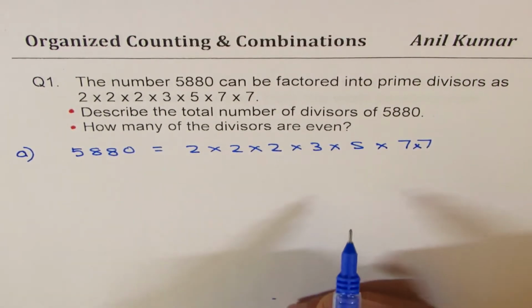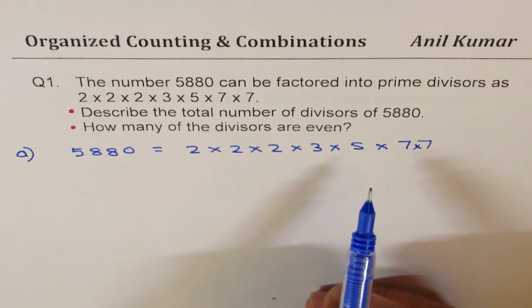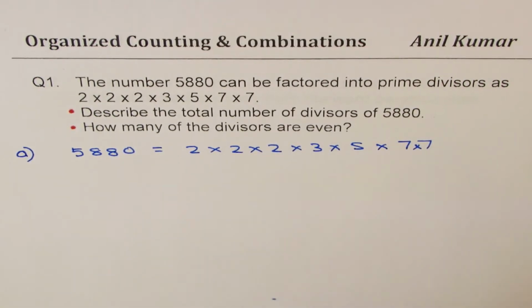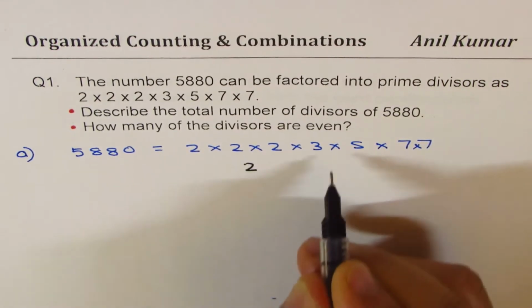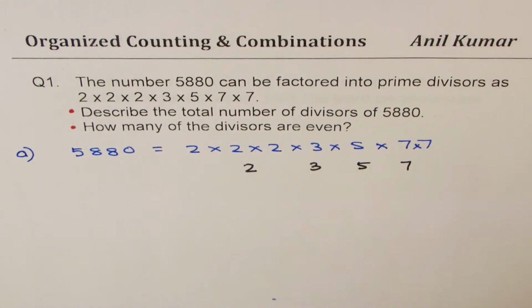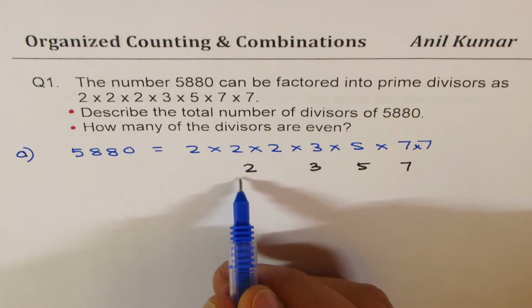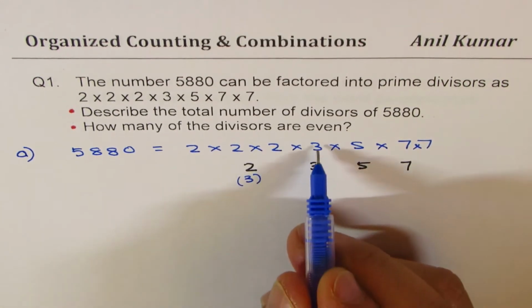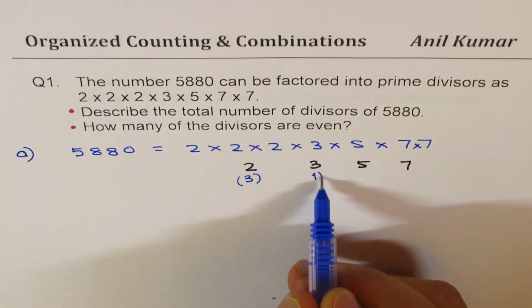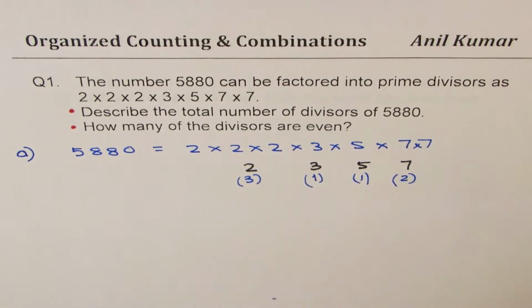Correct? Now in this, what do you notice? That we have 4 distinct divisors, right? We have 2s, we have 3s, we have 5s, and we have 7s, right? Now how many 2s do we have? We have 3 2s. We have just 1 3, we have 1 5, and we have 2 7s.